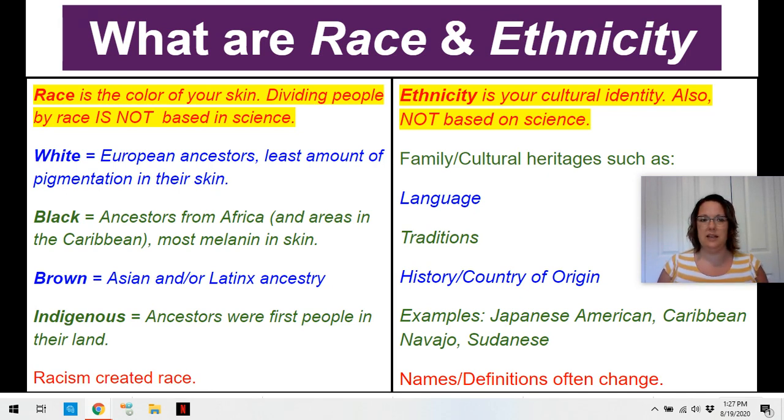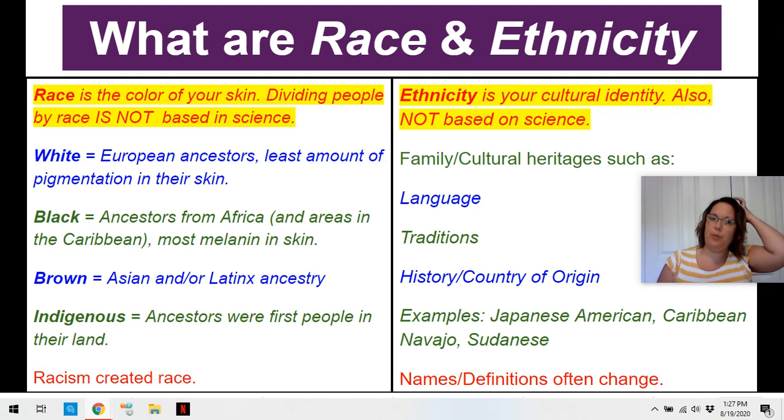So also on here, you'll see that white, black, brown, and indigenous are defined by the United States as these things. White being European ancestors, black being ancestors from Africa and areas in the Caribbean, brown being Asian or Latinx, and indigenous being First People. That is also a social construct because it is not necessarily based in science. It's not based in science at all.